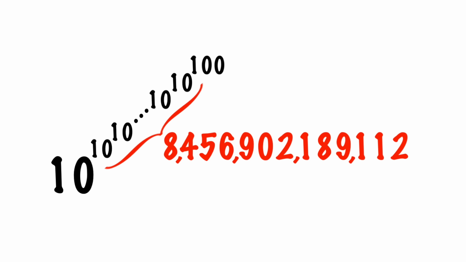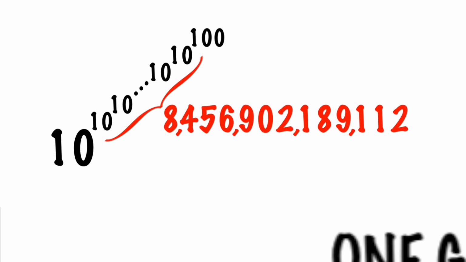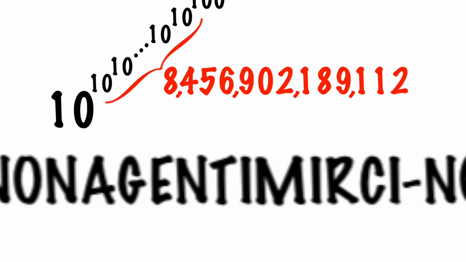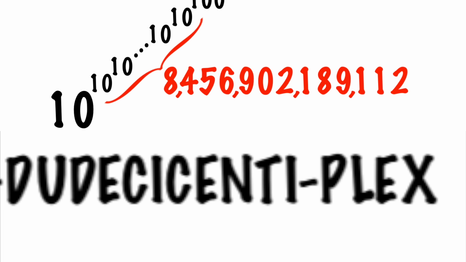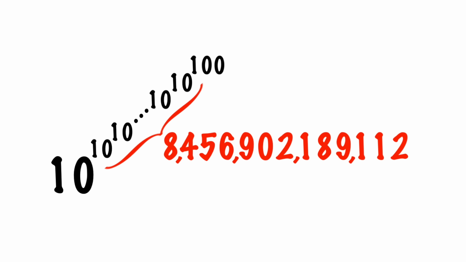These numbers are large, and they are certainly useless, but we can still give them fun, unique names. Take this number right here, for example. Imagine there are 8,456,902,189,112 tens between the 10 at the bottom of the stack and the 100 at the top of the stack. This number right here would be called 1 googoloctopike sexcundesi quadracentenani do nonagentamicri non-deci octocentimilli do decicentiplex. Try saying that 5 times fast.